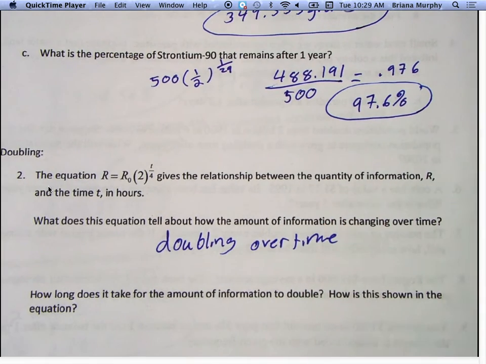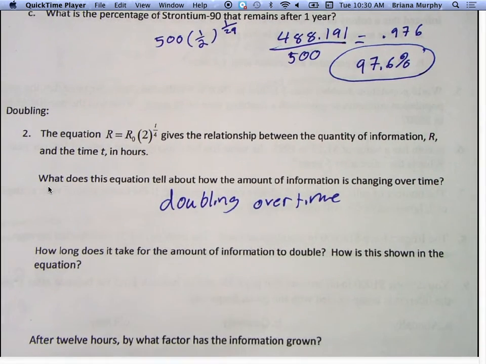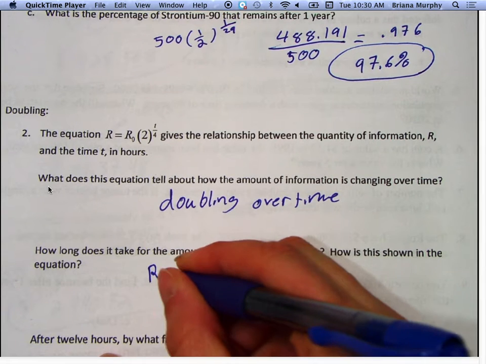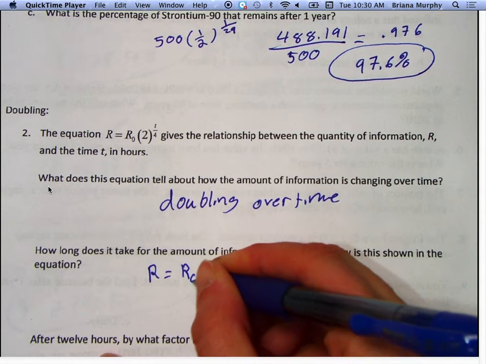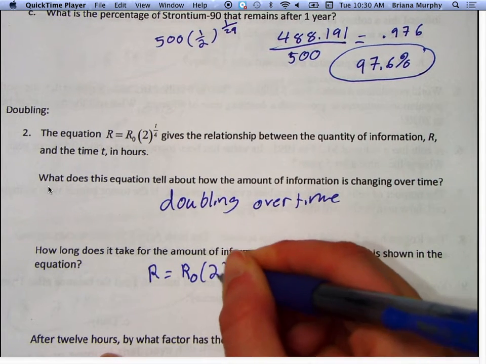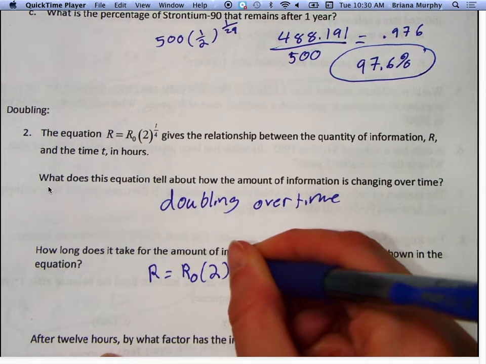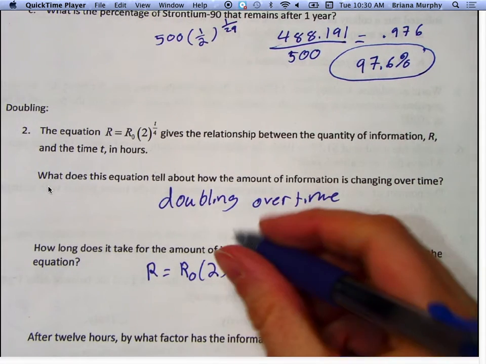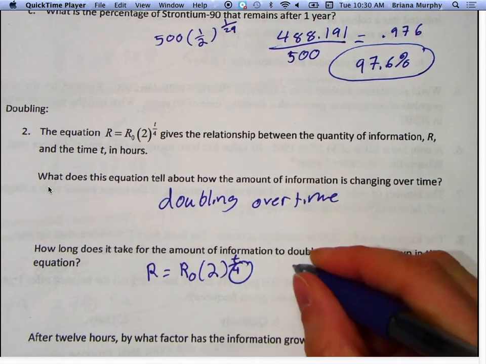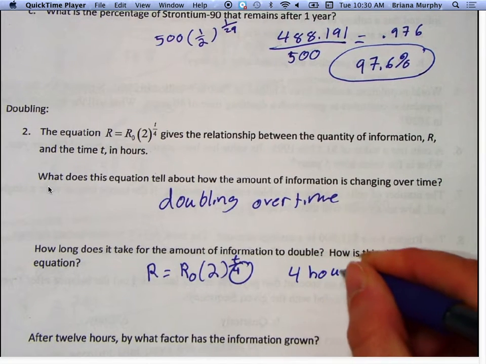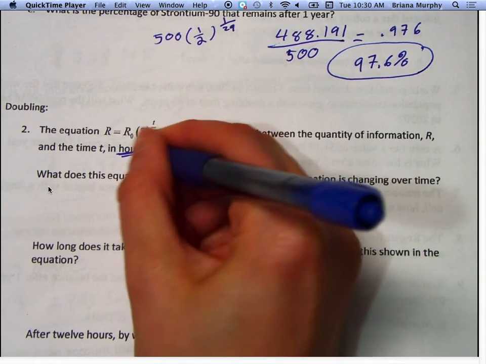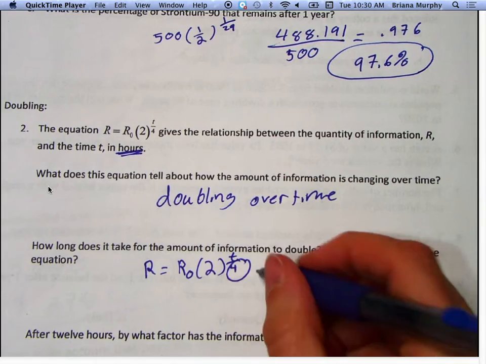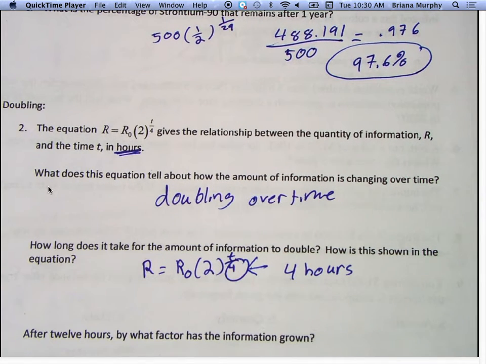Okay. Now, we're going to point this out. I'm going to rewrite the equation. R equals the initial amount times 2 to the t over 4. So how long does it take something to double? And where is it shown in my equation? 4. It's 4. 4 hours, because we're in hours. Because it told me that t was hours right here. 4 hours, and it's written right here. Okay?